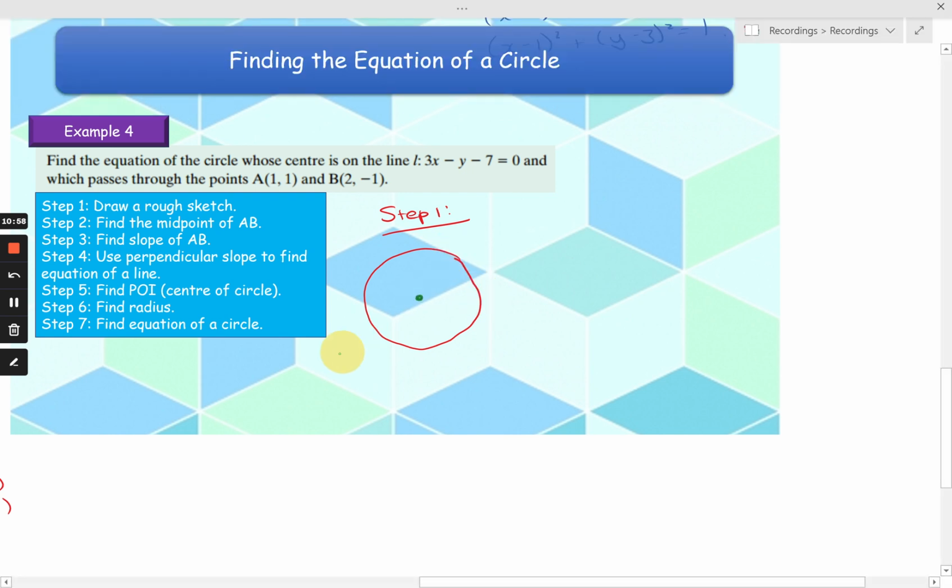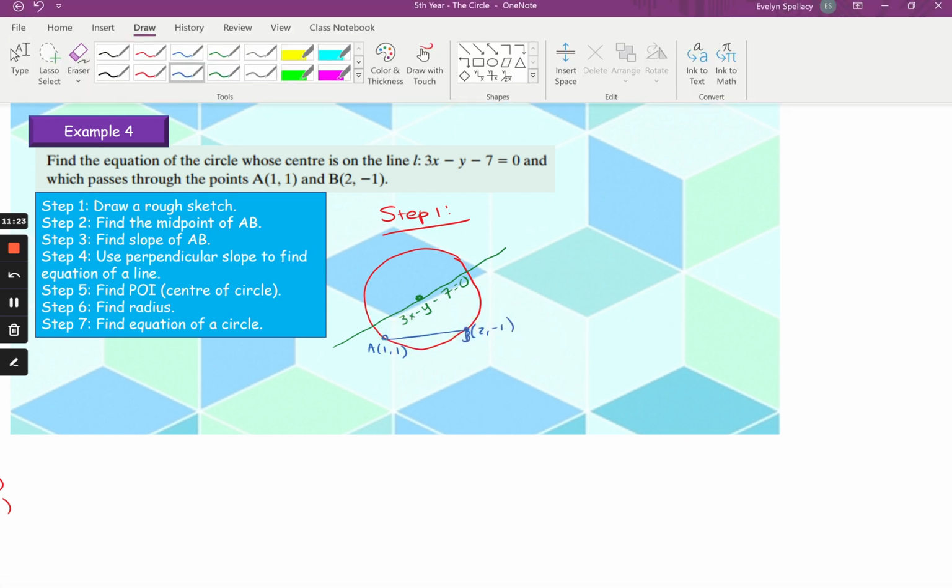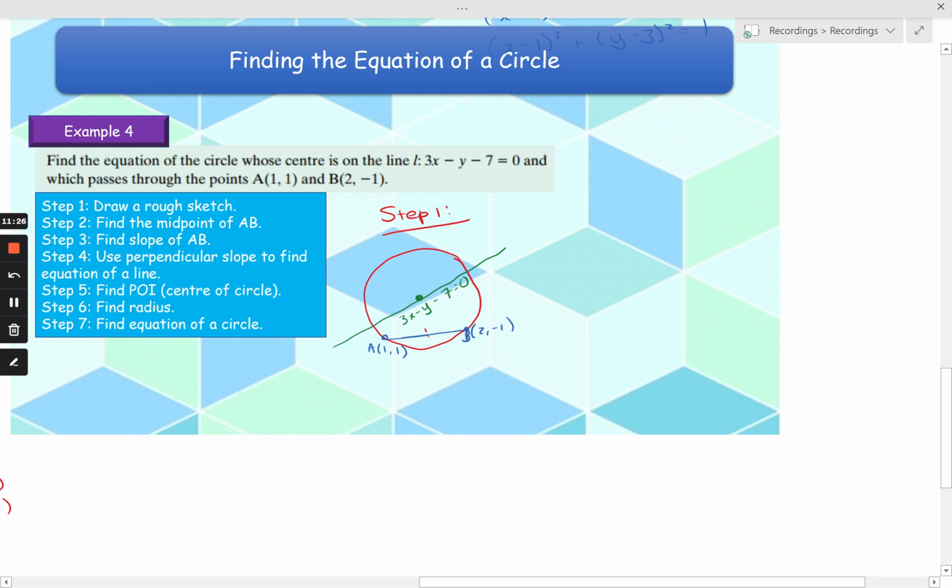So this is going to be my centre and it's going to be on the line, and it's telling me that line is 3x minus y minus 7 equals 0. It then tells me I have 2 points on the circle, A which is (1, 1) and B which is (2, -1). So I'm going to say A is over here, which is (1, 1) and B is (2, -1), which forms a chord. So I know that the perpendicular bisector of that chord is going to go through the centre. So I just need to find the equation of that perpendicular bisector again, and then do simultaneous equations to solve this problem.